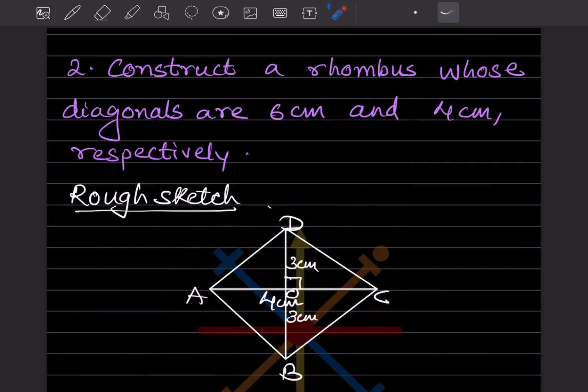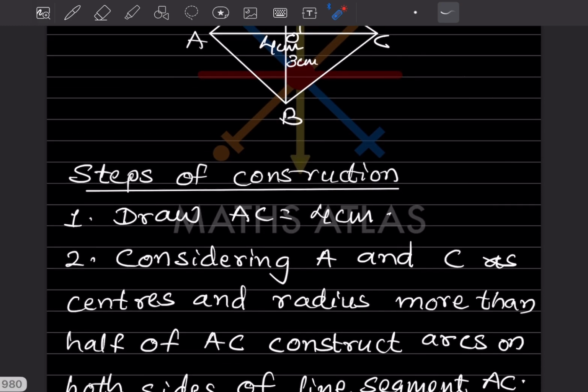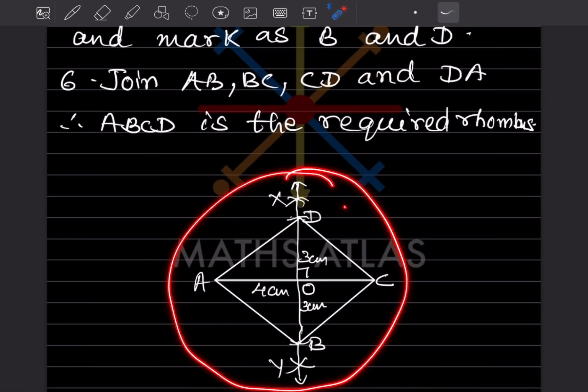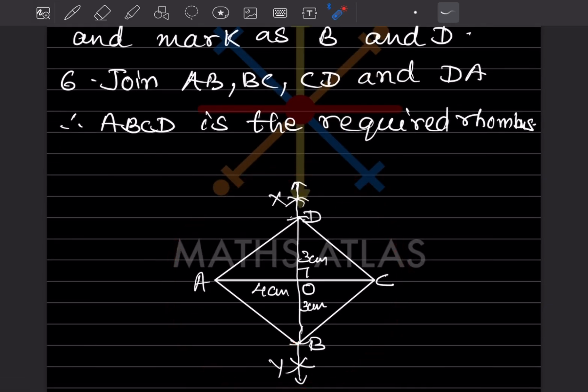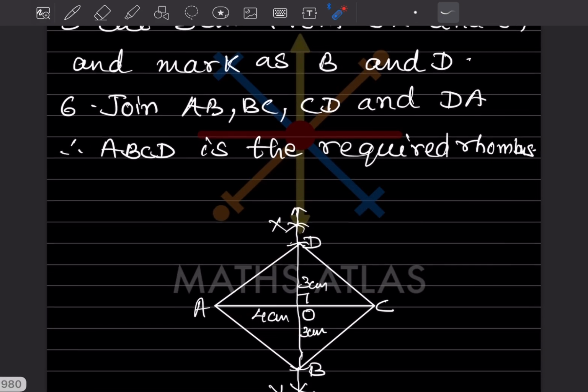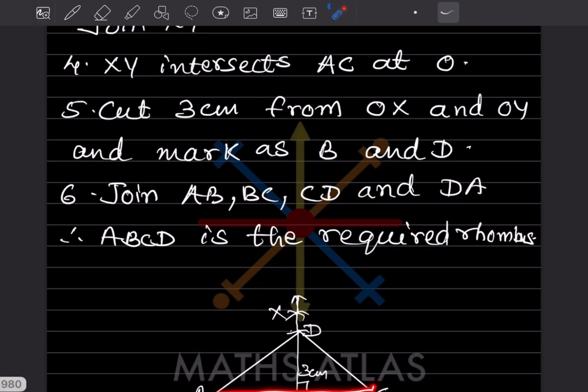You can name it PQRS, or anything you like. So this is not the exact diagram, but it should look something like this. So now what is given here? Draw AC as 4 centimeter. So this AC we have taken here as 4 centimeter.